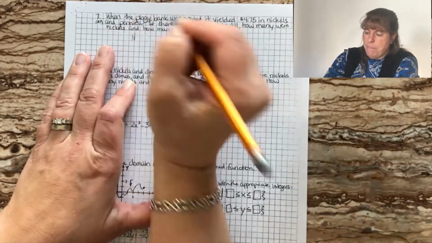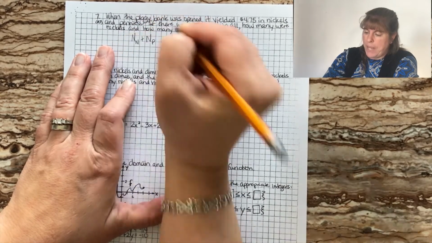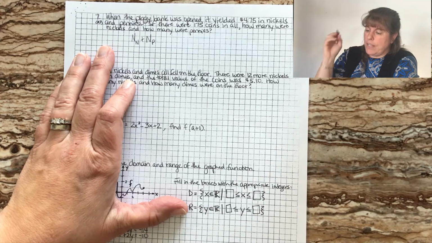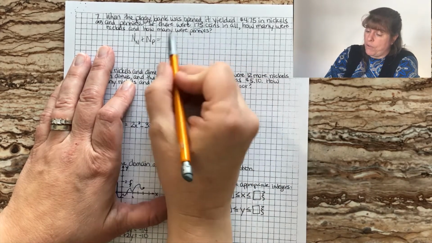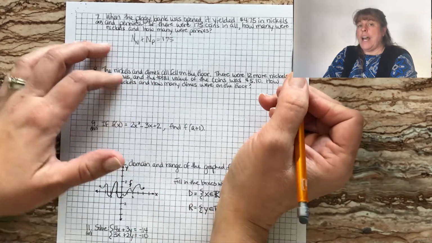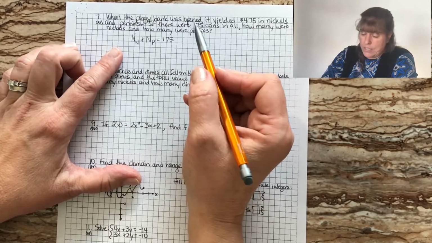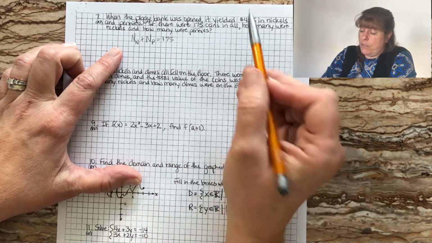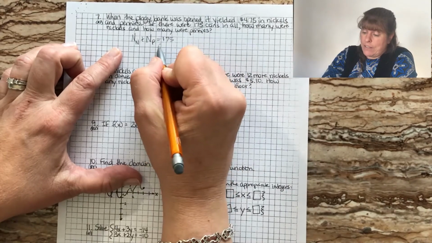All right, so I have the number of nickels plus the number of pennies, and that's going to equal, not the value, it's going to equal the number of coins I have, 175. I have two variables, so therefore I have to have at least two equations. So my second equation is going to have to do with this value here. It adds up to 475 cents.